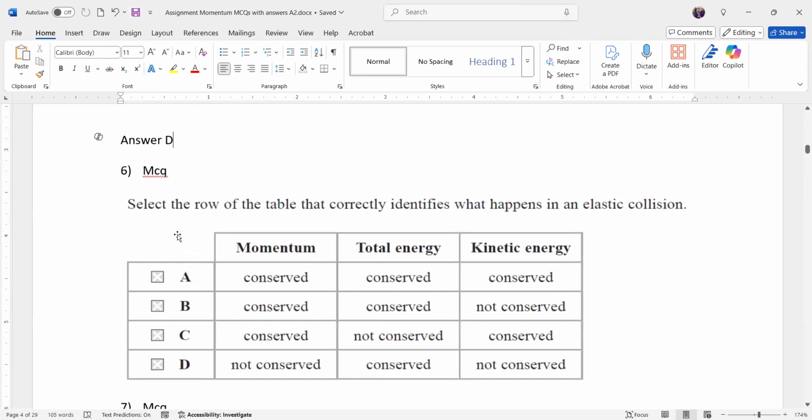Question 6. Remember, for any kind of collision, momentum and total energy should be conserved. It's only the kinetic energy which decides whether a collision is elastic or inelastic.